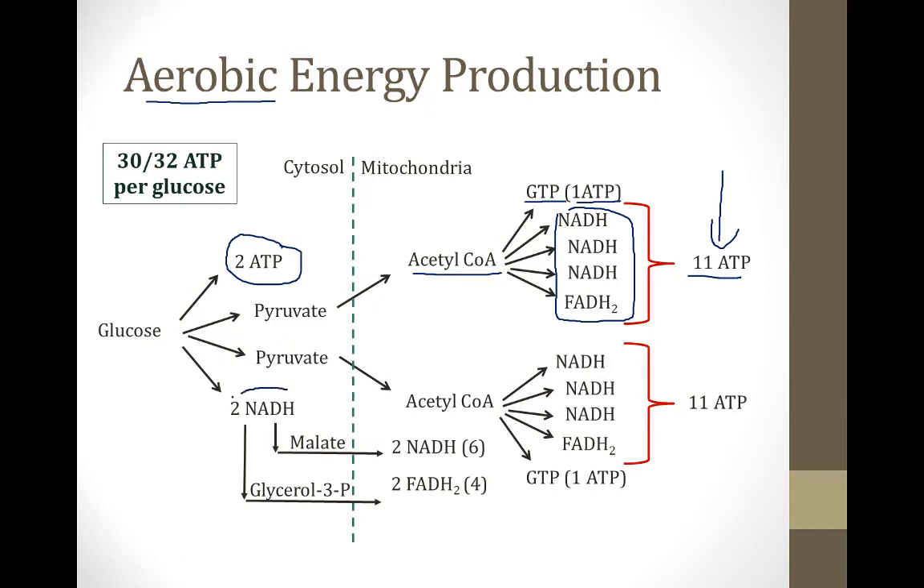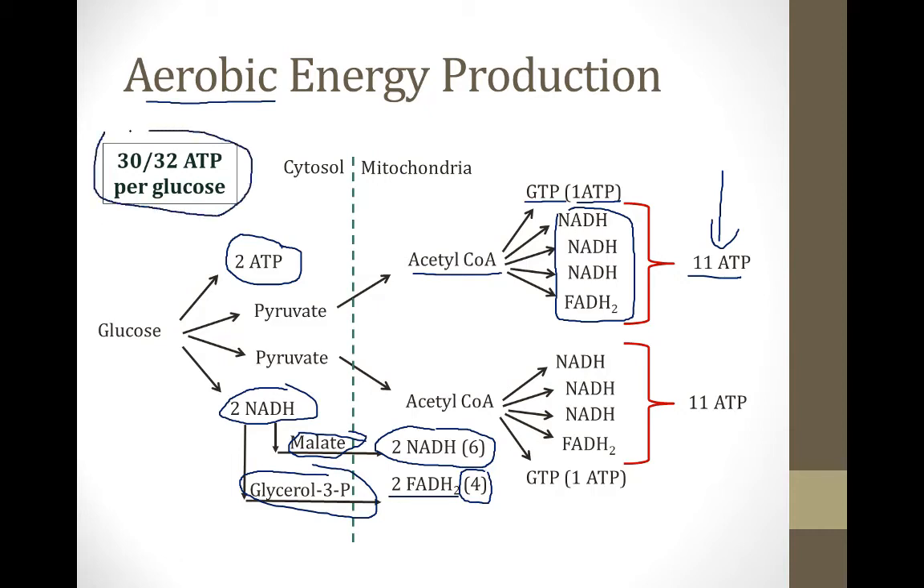Finally, the 2 NADHs that come from glycolysis can be converted into 2 NADHs inside the mitochondria, worth 6 ATPs if you use the malate shuttle, or they can be converted into 2 FADH2s via the glycerol 3-phosphate shuttle, and that is worth 4 ATPs. If you sum all these numbers together, you determine that we can get either 30 or 32 ATPs per molecule of glucose, depending on which shuttle we use to get these 2 NADHs inside the mitochondria.